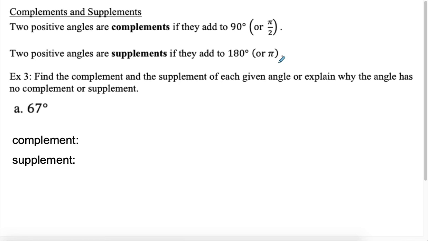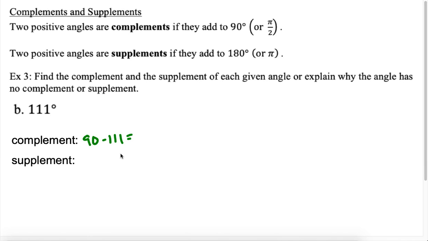So for 67, right, if I want another angle that adds to 90 with 67, I could just take 90 minus 67 to get that the complement would be 23 degrees. To get the supplement, I could just take 180 minus 67 and get that the supplement would be 113 degrees.